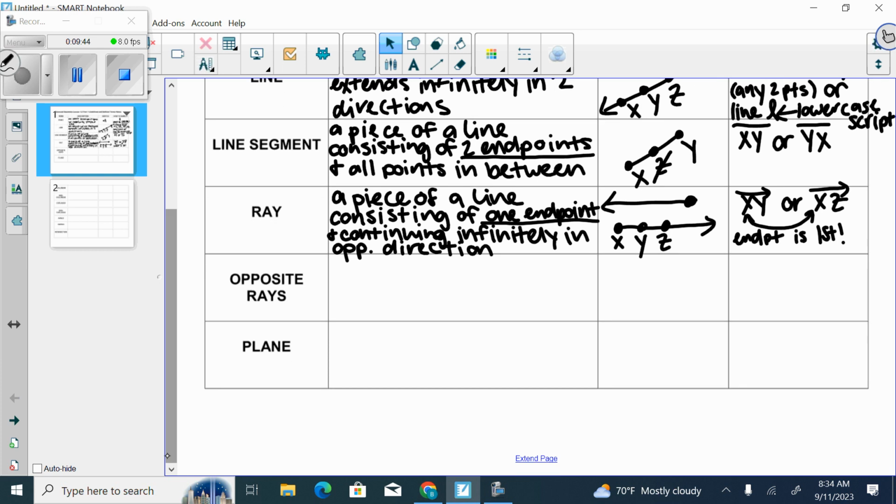Okay, then we have what we call opposite rays. Opposite rays can look a lot like a line because it's going to appear that it's got arrows going in 2 directions, because the definition here is that you have 2 rays sharing the same endpoint and continuing infinitely in opposite directions.